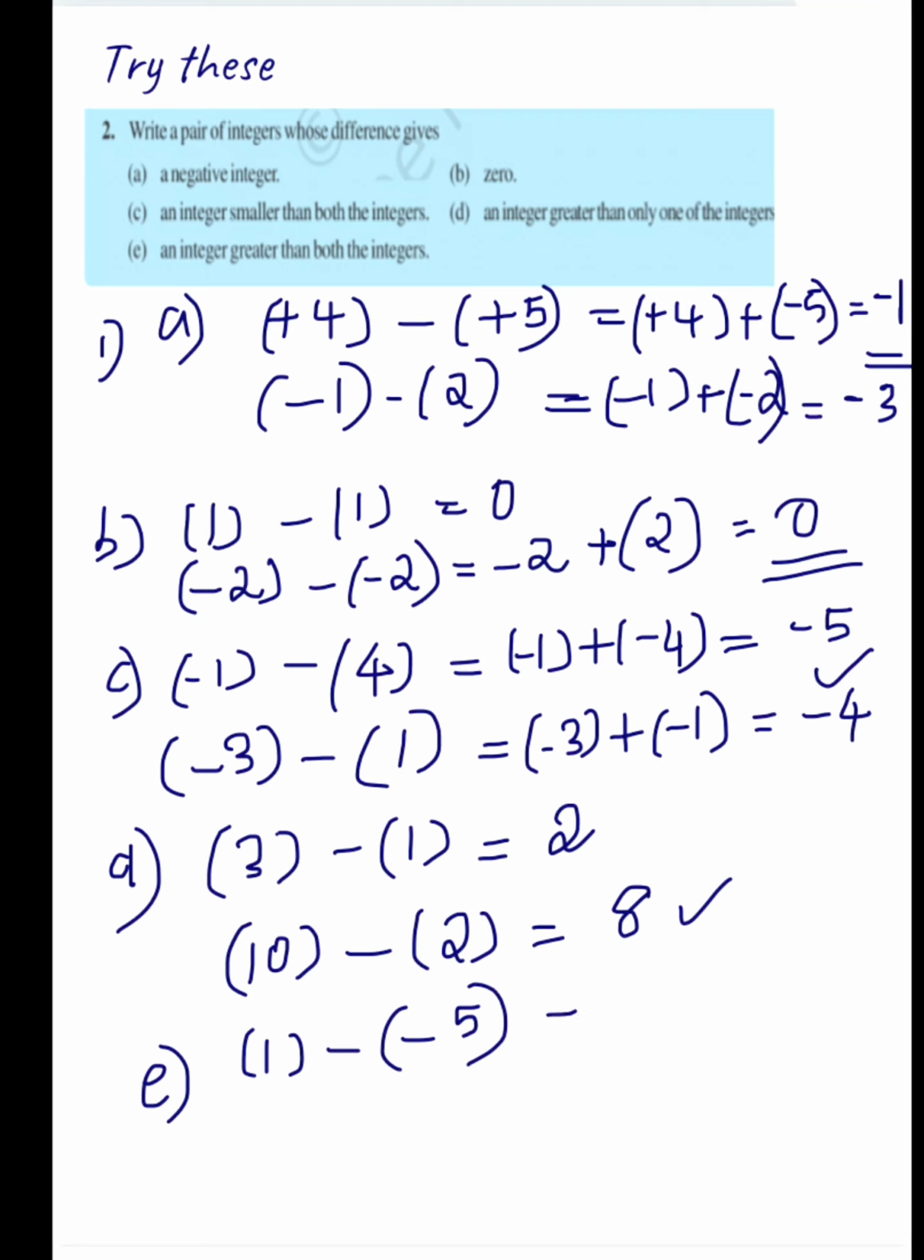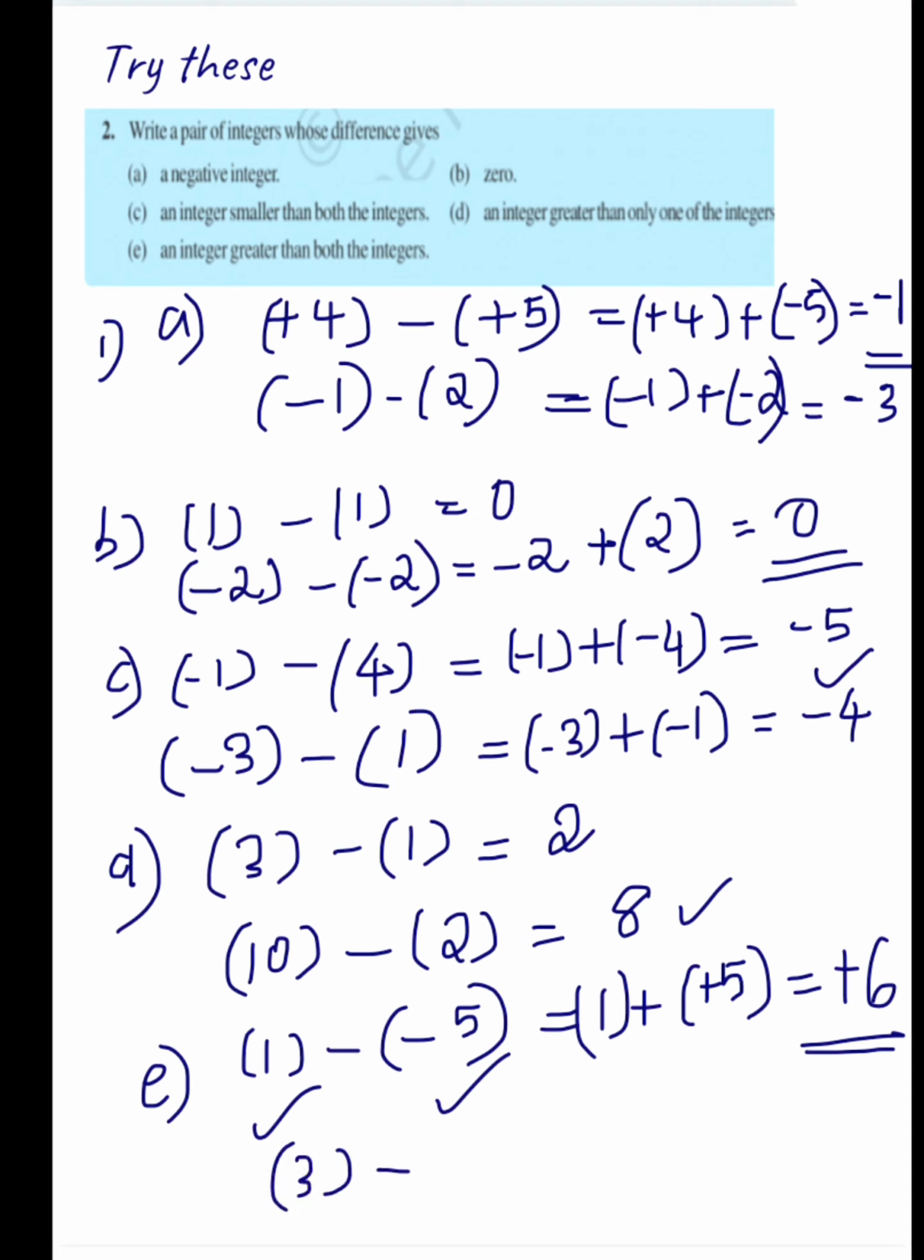Okay, so you can see the answer as 1 minus minus 5 means what? 1 plus, what is the additive inverse of minus 5? It is plus 5. So you will get the answer as plus 6. So you can see that plus 6 is greater than 1 as well as minus 5. And you can take any other example. Let's take 3 and a negative number such that its number, for example 11. Okay, 11 is greater than 3. In that way you have to take the numbers.